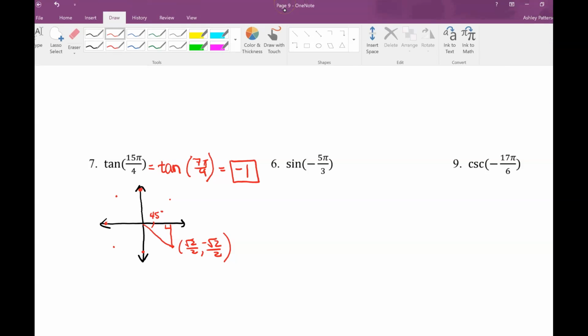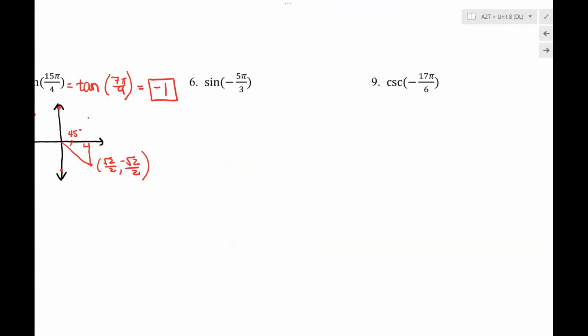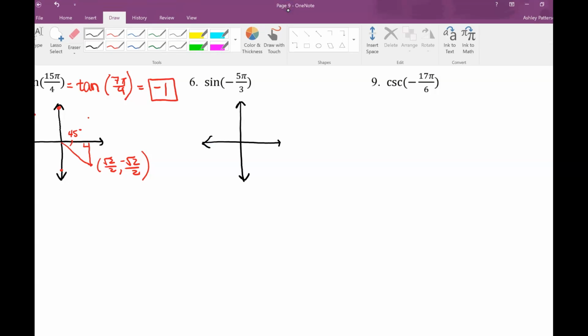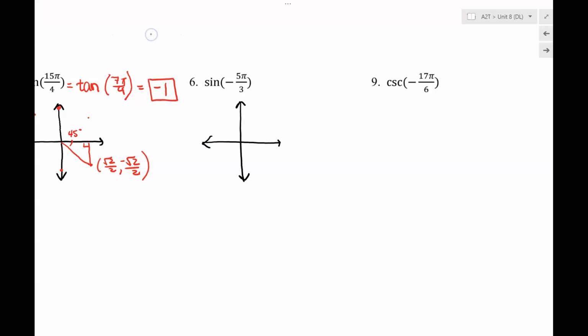Okay, denominator of 3. Let's see if I can use the right color this time. It is a negative, okay, and I know that if my denominator is 3, a full rotation is 6 pi over 3, because that's 2 pi converted to have a denominator of 3.